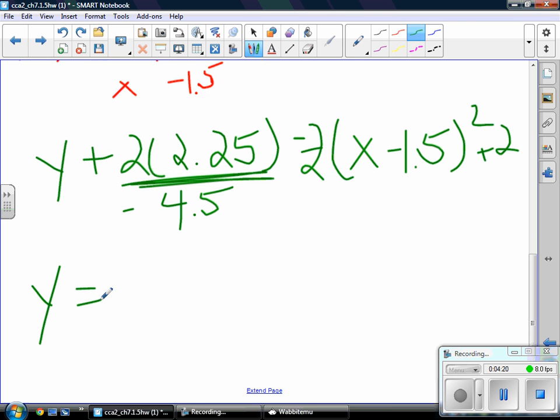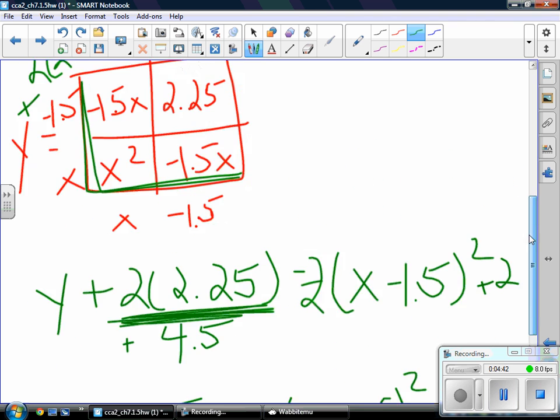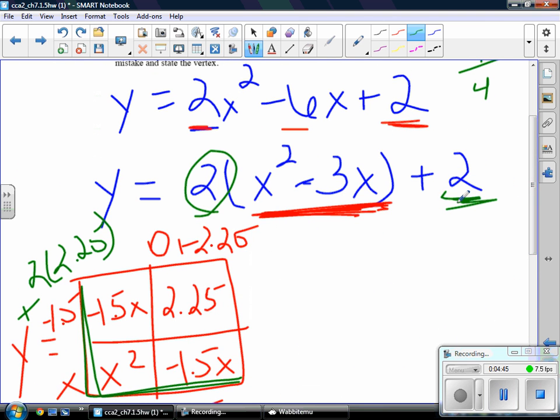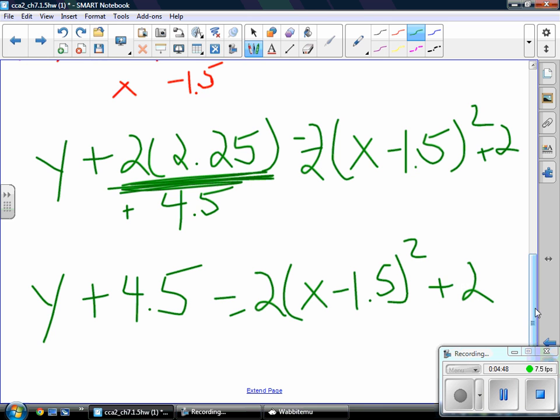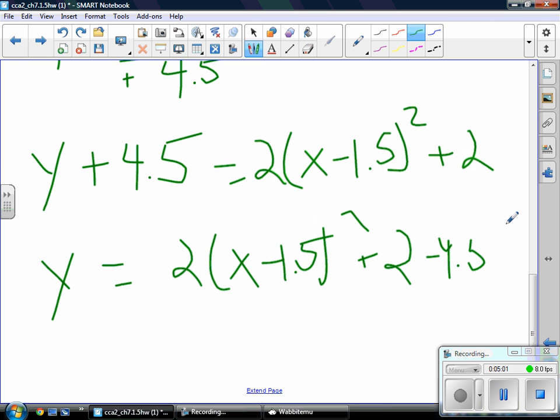So I have y minus 4.5. I'm just changing what this stuff was right here. So this is really 4.5. So equals 2. That's the 2 we factored out originally. This is the area of my box, written as a product, plus the original 2 that we did not factor out to begin with. So this 2 right here, we still need to replace, and the 2 we factored out. So now we're going to subtract 4.5 from both sides. So 2 times x minus 1.5 squared plus 2 minus 4.5. Okay, so it's gone from this side now since I subtracted it, and now it's over here.